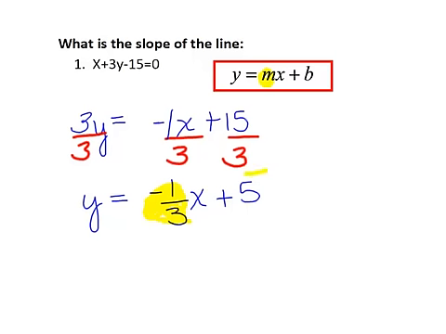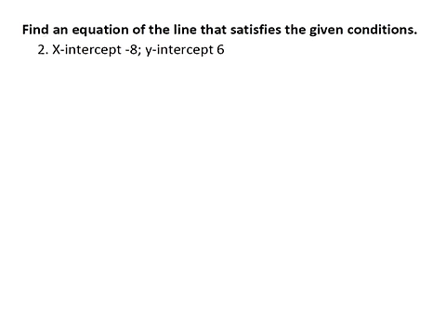And if I wanted to know the y-intercept, where it crossed the y-axis, that is the little b, it would be 5. But what I wanted to know is, what is the slope of this line? My answer is, the slope of this line is equal to negative 1/3. Okay, let's try another problem.